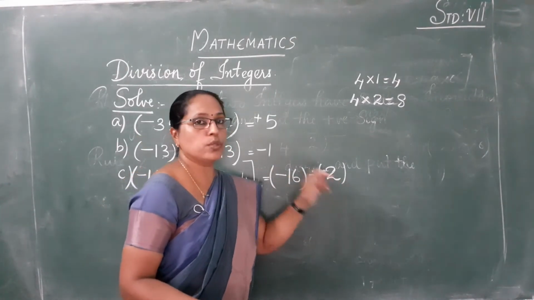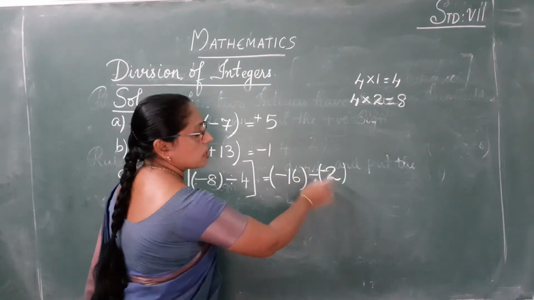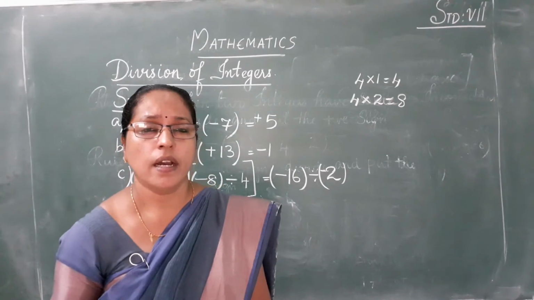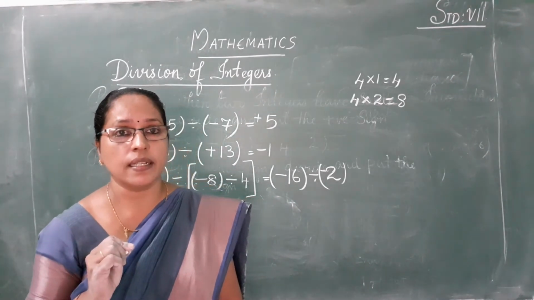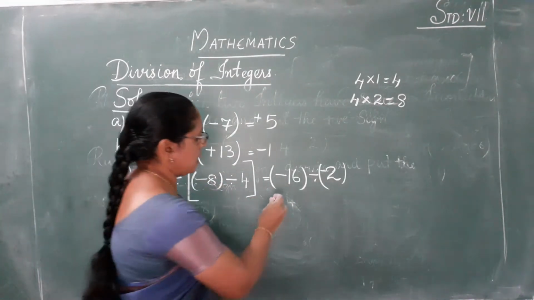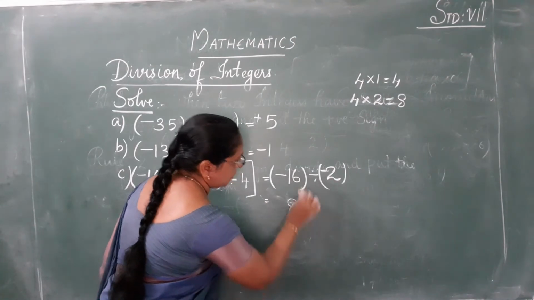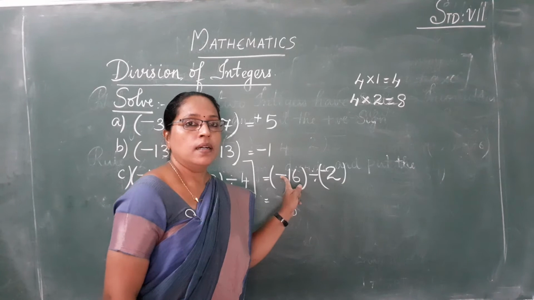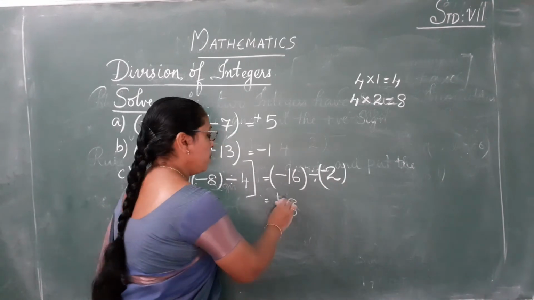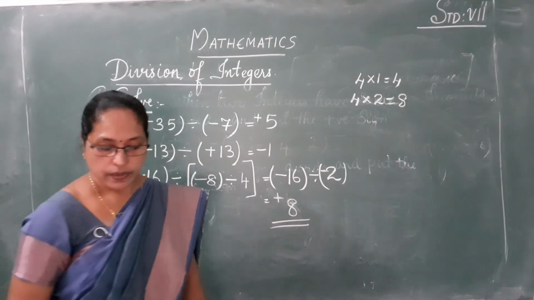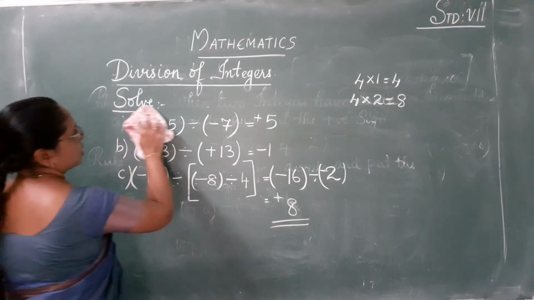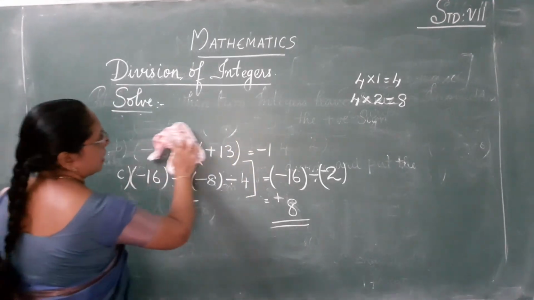So 16 and 2 when you divide, think 2's table. 16 how many times? 2 8s are 16. So 8 times. Okay? Now check the sign. Both are same sign. So it will be positive 8. Okay? So that's the answer, positive 8. Next coming to question C.